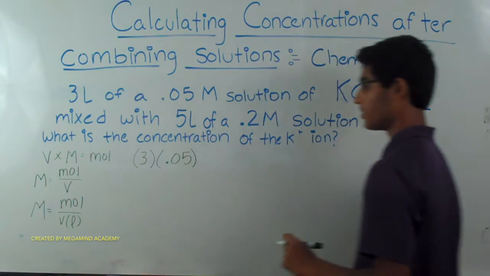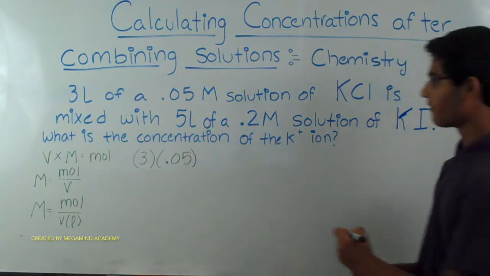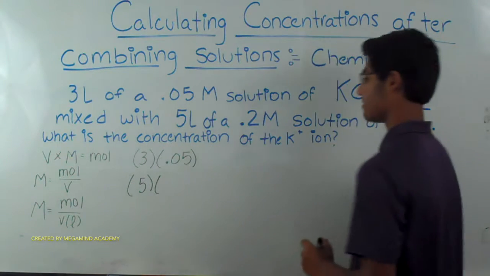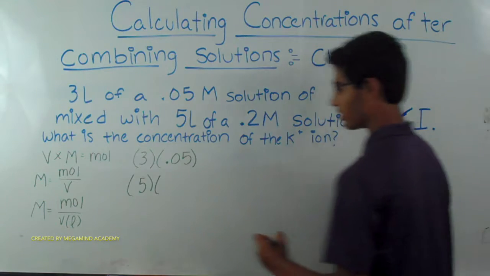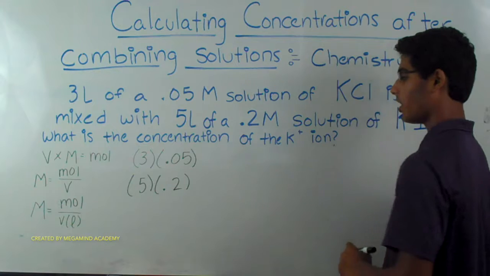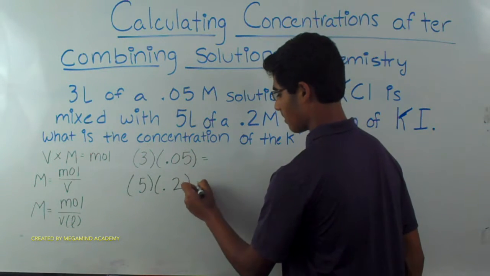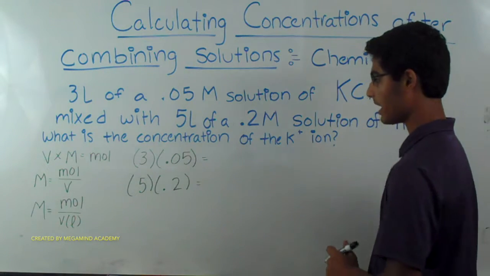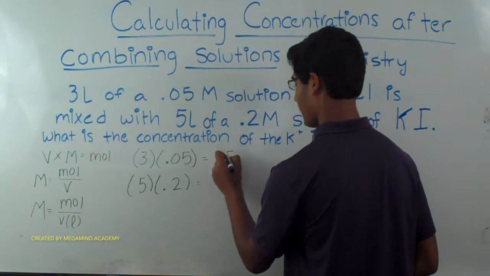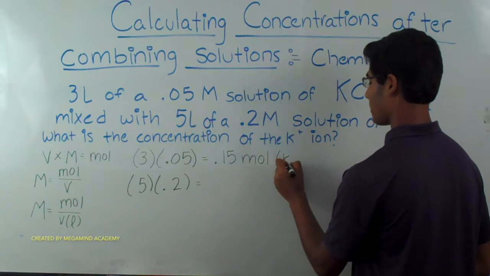Now let's move on to the second solution. Let's not multiply it as yet. The second solution has 5 liters, so once again we're in liters, times a 0.2 molar solution with capital M. So liters is our unit for volume. Let's multiply these together. Here we get 3 times 0.05, which is 0.15 moles of KCl.